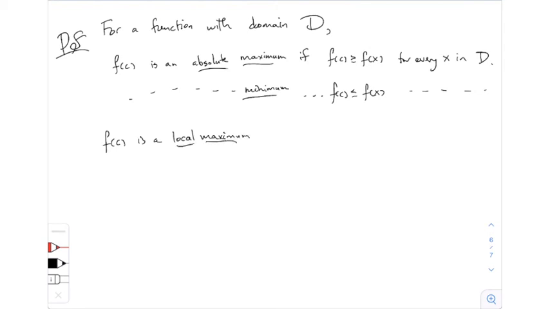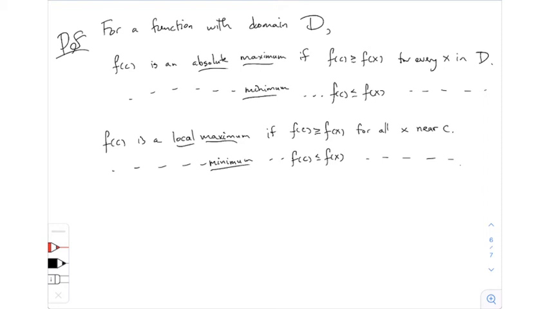This means it's bigger than all the nearby values, but not necessarily every value in the entire domain. So I'm going to say f(c) ≥ f(x) for all x near c, all right? And local minimum means the same, but with the less than sign: f(c) ≤ f(x) for all x near c. All right? This is absolute and local.